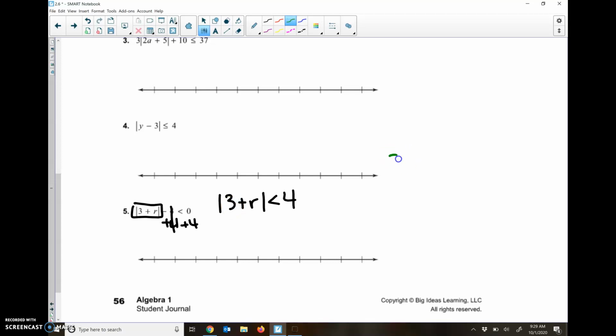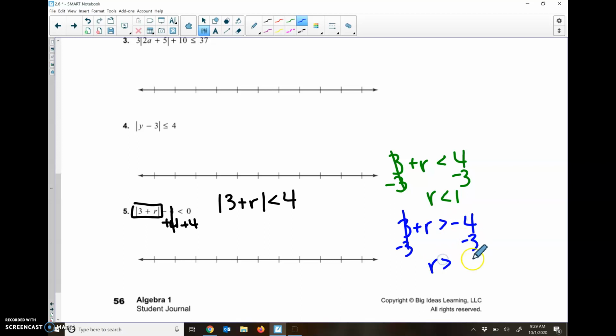So I'm going to write 3 plus r is less than 4, and 3 plus r, flip my sign, is greater than negative 4. Okay, and we're going to do the same math. It's a positive 3, so I'm going to subtract 3. So 4 minus 3 is 1, so I have r is less than 1. Same thing here. I'm going to subtract 3. Negative 4 plus a negative 3 is negative 7. So I have r is less than 1, and r is greater than negative 7.